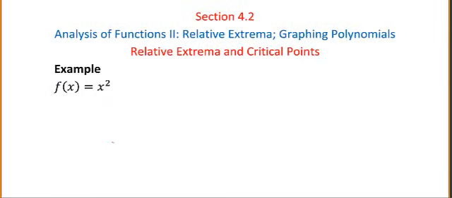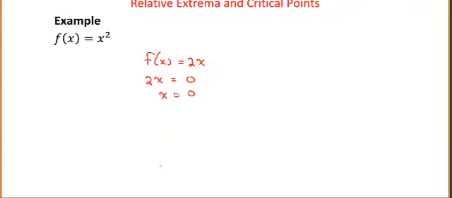So an example here: f of x is equal to x squared. If I look for the critical points here, I have to look at the derivative. The derivative of x squared is 2x. Now either this derivative could be 0 or undefined. Well, 2x is never undefined. So let's set it equal to 0. So we'd have x is equal to 0. And x equals 0 makes this first derivative 0, so it's a critical point for f.